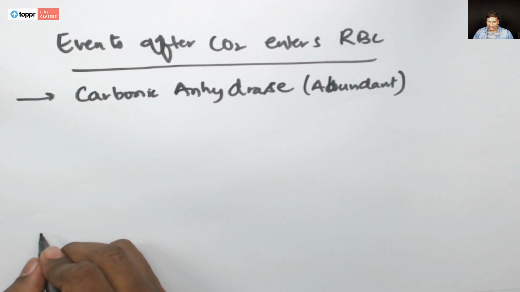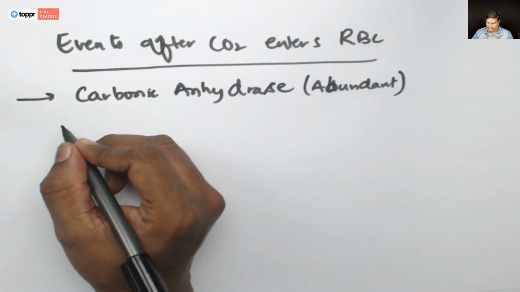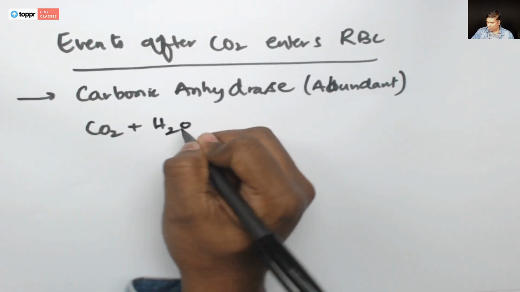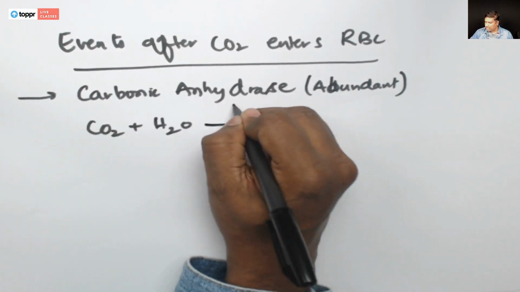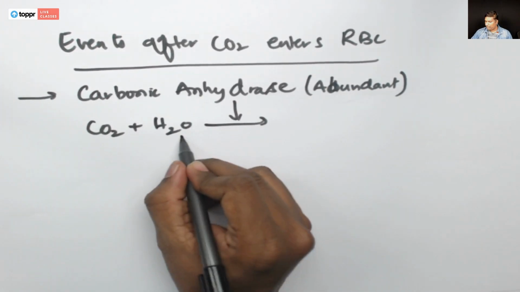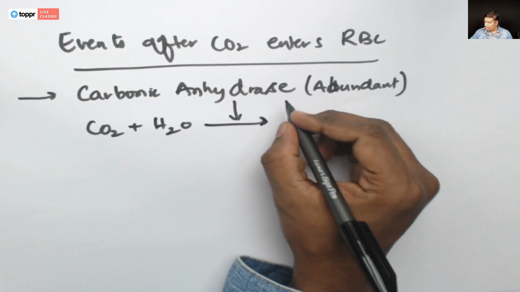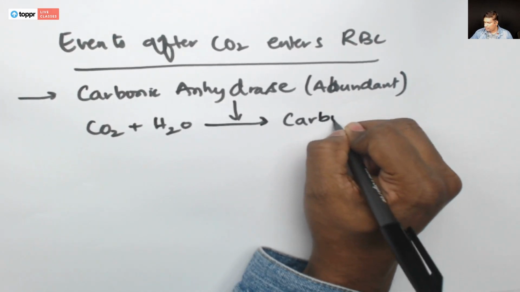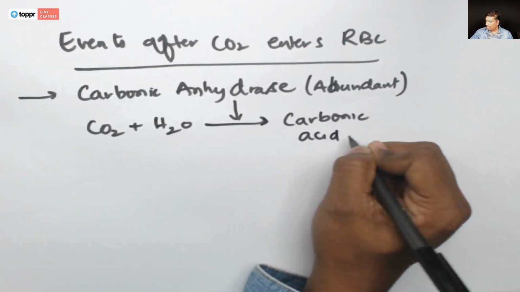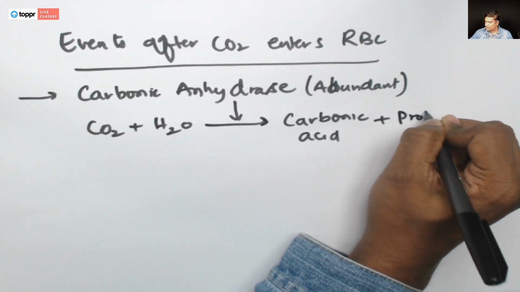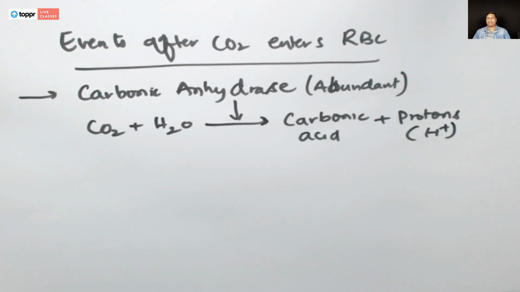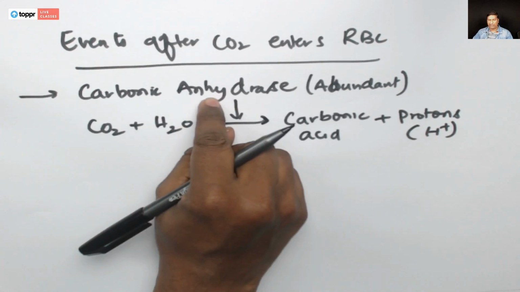Now the specialty of this carbonic anhydrase is to combine carbon dioxide with water. This carbonic anhydrase combines these two to form carbonic acid and protons. Carbonic acid and protons. That's the specialty of this enzyme.